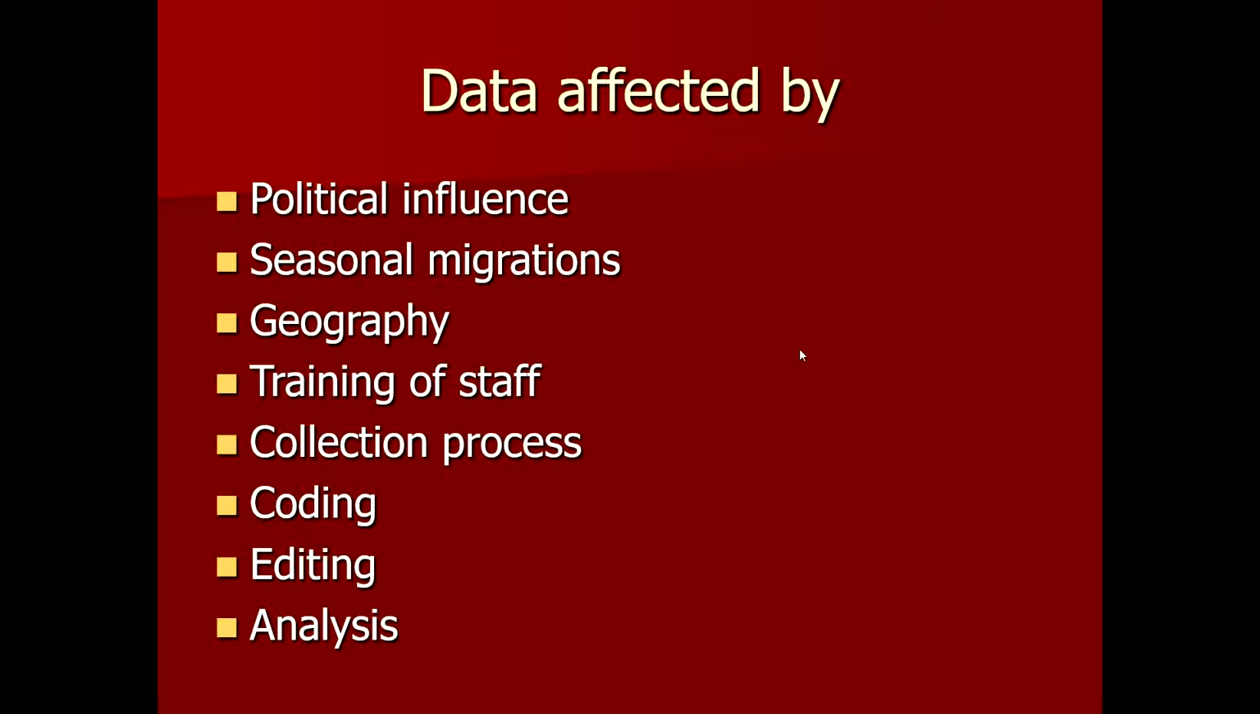Number one was political influence. The government of Sindh rejected the results of the census of 2017 because they said that the population shown for Karachi in the census of 2017 was a misrepresentation of the total population, and it should be changed. And why is there political influence? Because the resources are allocated according to the number of the population.